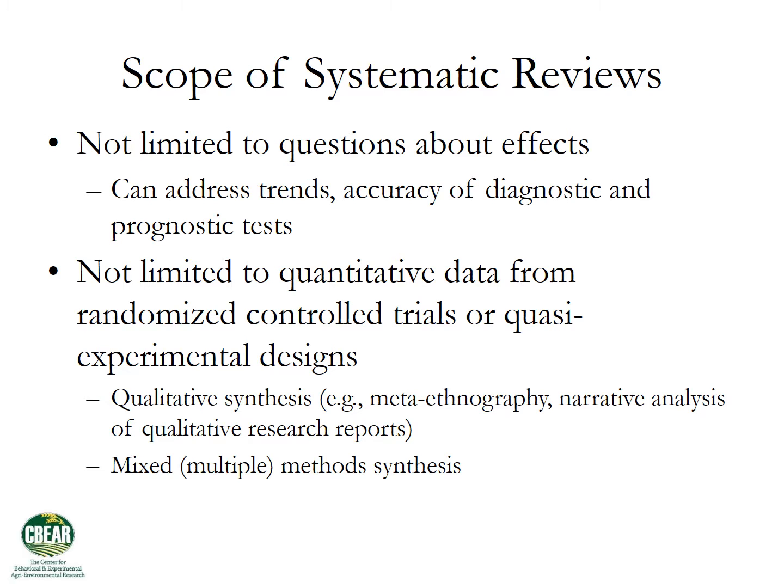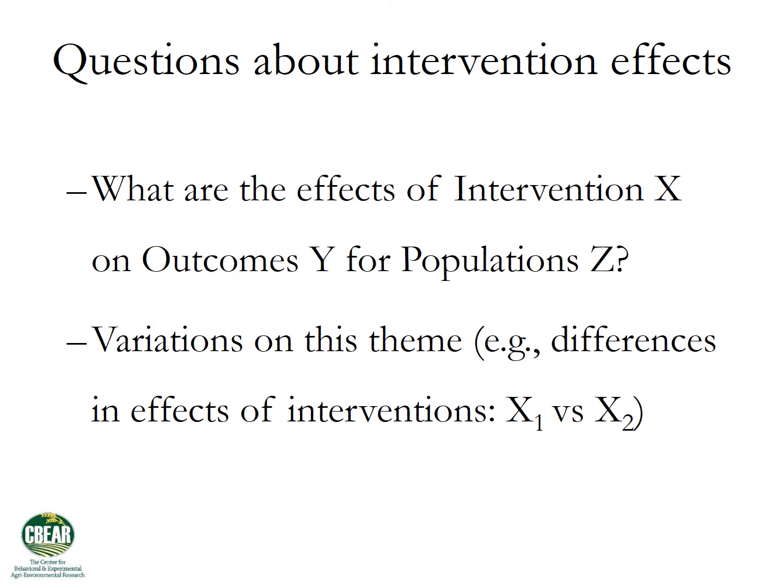systematic reviews. All right, so the ones that we tend to be focused on in agri-environmental programs are what works for different kinds of interventions. What are the effects of intervention X, like drop nozzle irrigation technology adoption, on outcomes Y, water use, and it might be for population Z, corn farmers or crop farmers in general in the United States. And then people might do variations on this theme, the difference in effects from different kinds of interventions, certain kinds of drop nozzle technology, A versus B. Those might also be the way things are framed.